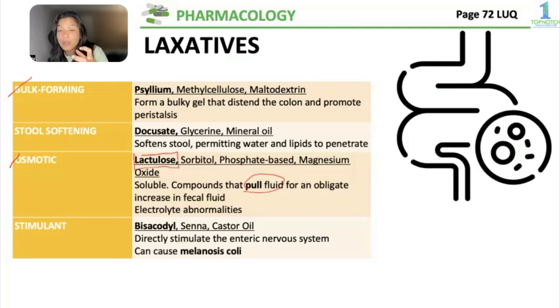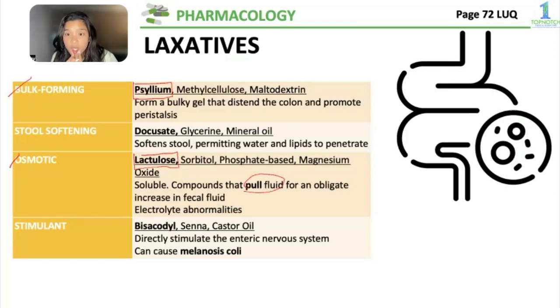We also have your bulk-forming laxatives from the name itself. It forms a bulky gel inside your colon. This distends your colon and this promotes peristalsis. And the most famous one is your psyllium husk, which you can buy over the counter as well.